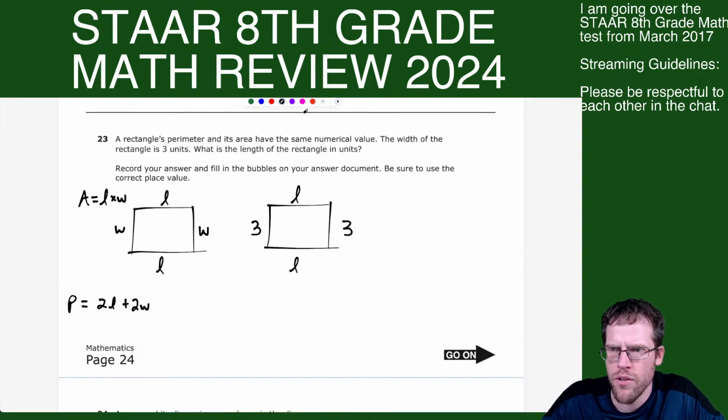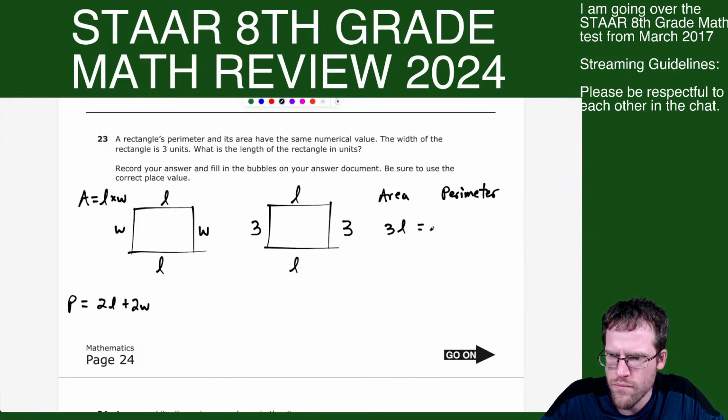So here, I'm going to use that idea. The area and the perimeter have the same numerical value. So for the area, I'm doing the length times the width, L times 3, so I get 3L. And then to find the perimeter, I'm doing 2 times the length plus 2 times the width. And now from here, we have 3L equals 2L plus 6.